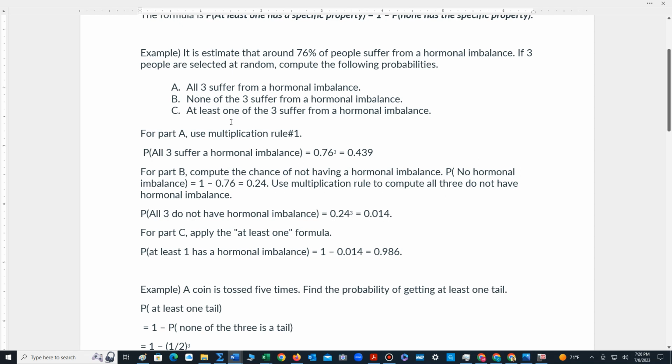Now for part C, that's where we actually apply our formula we mentioned above. At least one of the 3 suffer from a hormonal imbalance. That's going to be 1 minus none of them do, while the probability that none of them suffer from the imbalance is 0.014, and 1 minus 0.014 is 0.986.